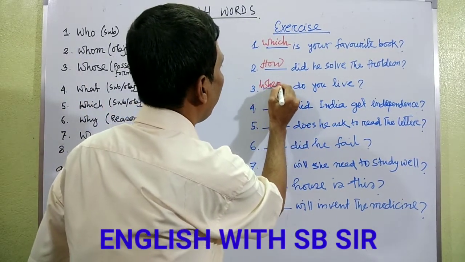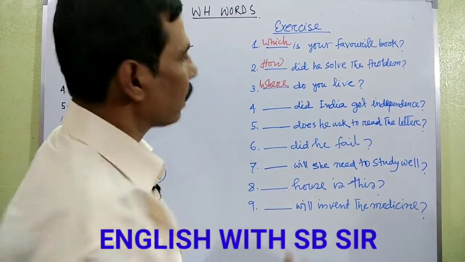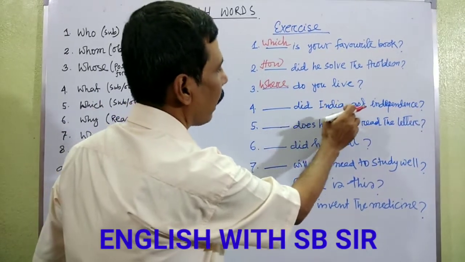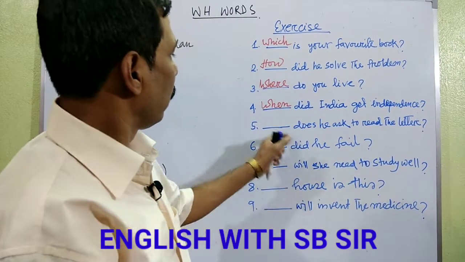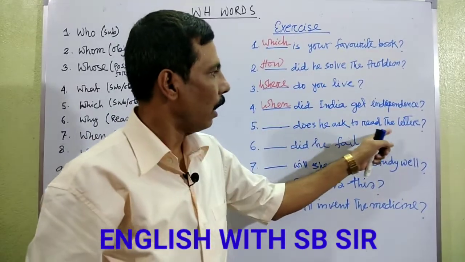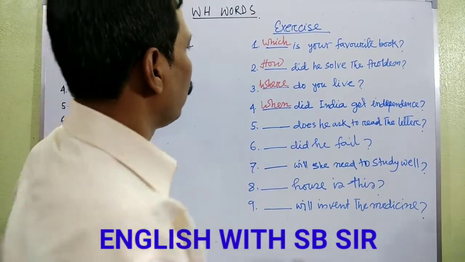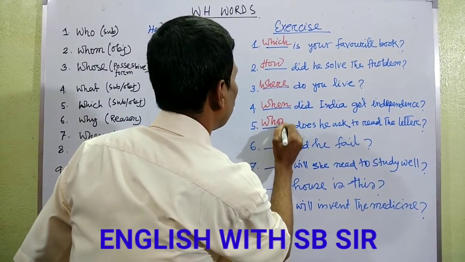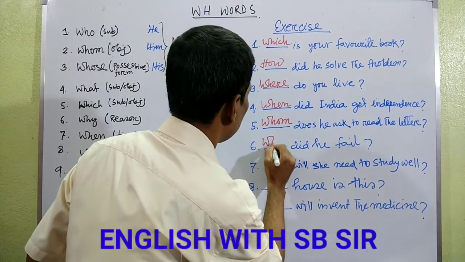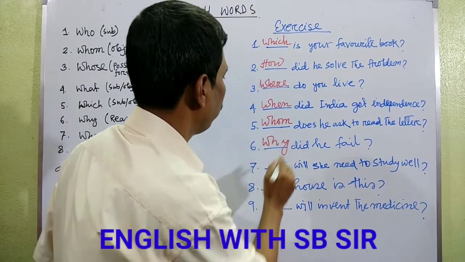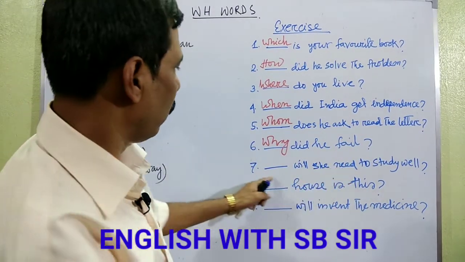So here, where do you live? Number 4, dash did India get independence? It indicates a time. That means when. Number 5, dash does he ask to read the letter? Whom. Number 6, dash did he fail? Why did he fail? Why, reason.